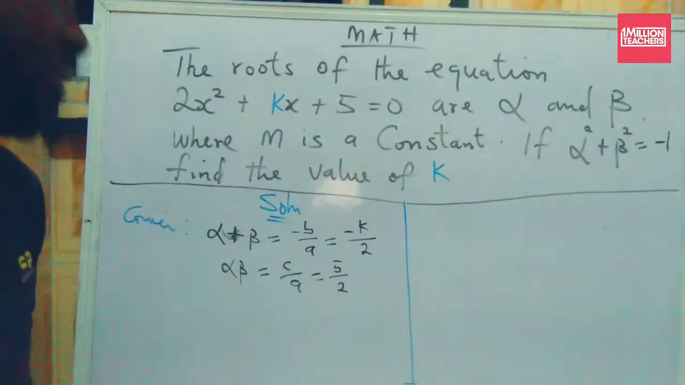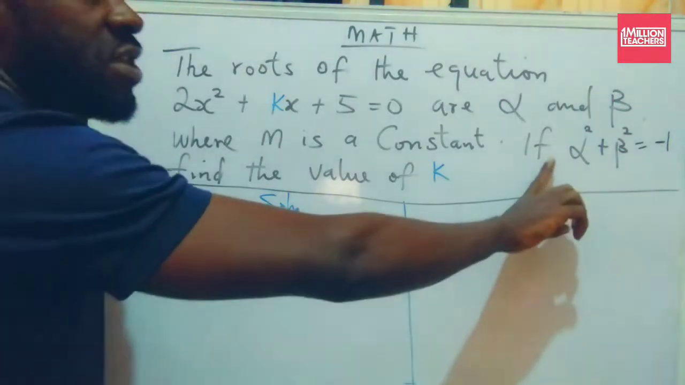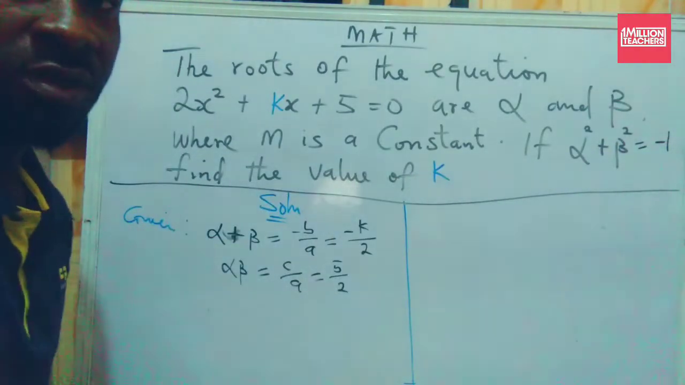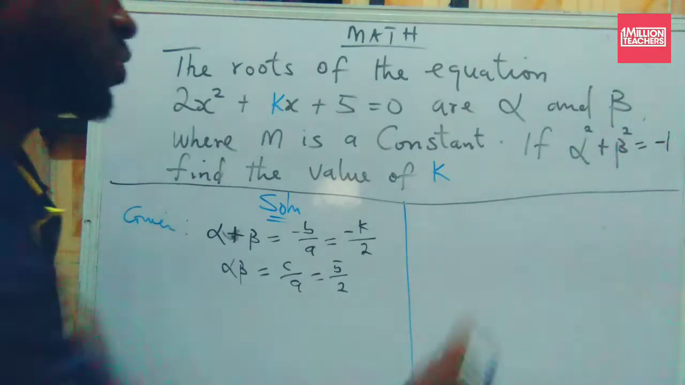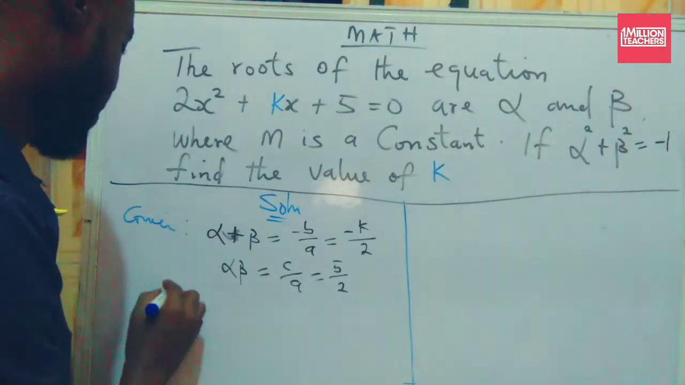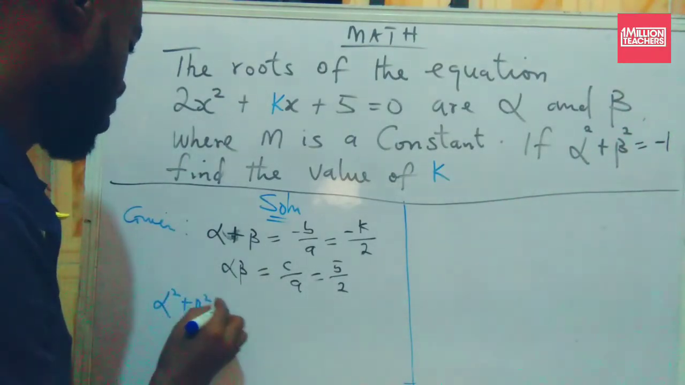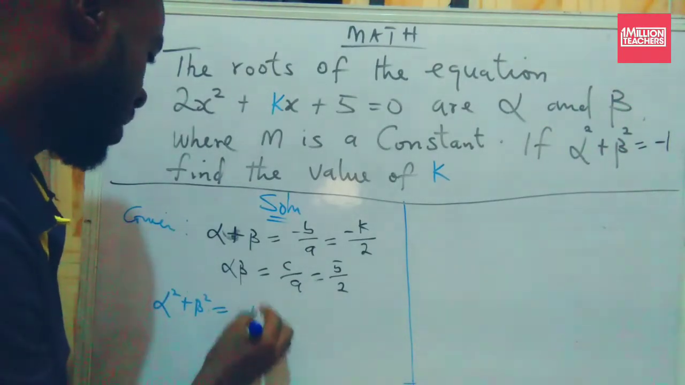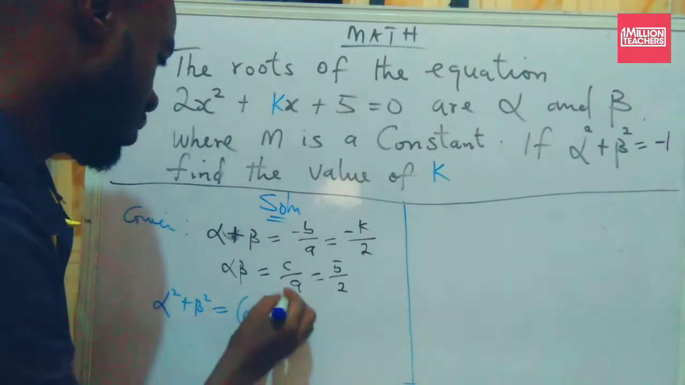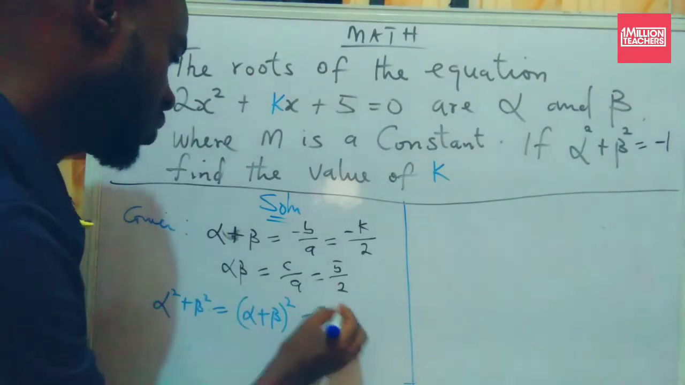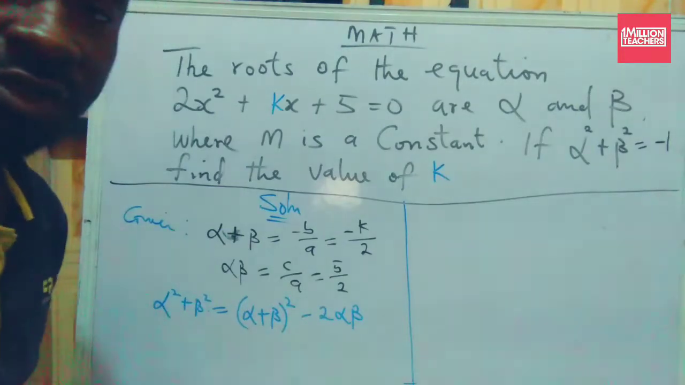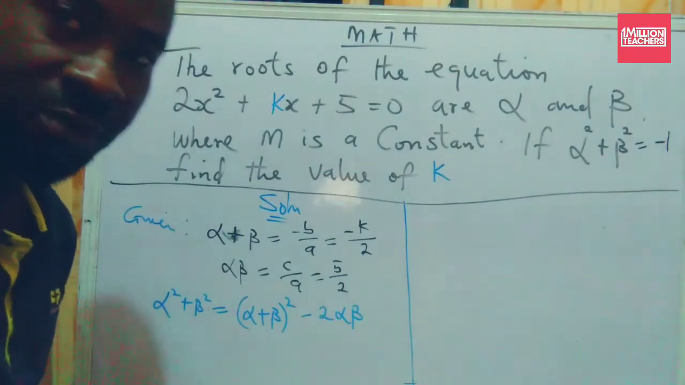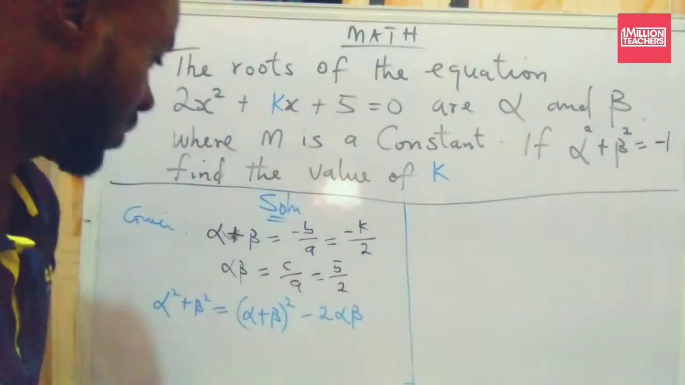Now let's go ahead and solve. They said if alpha squared plus beta squared is equal to minus 1, find the value of k. Recall that alpha squared plus beta squared, from our identity, is also the same thing as alpha plus beta all squared minus 2 alpha beta. We need knowledge of this identity to solve this particular problem.